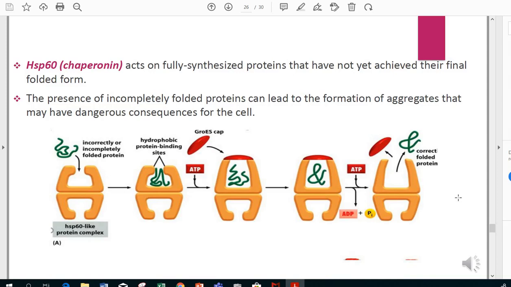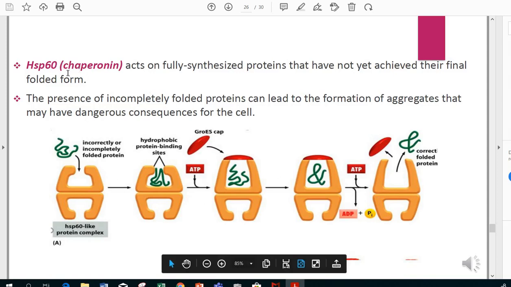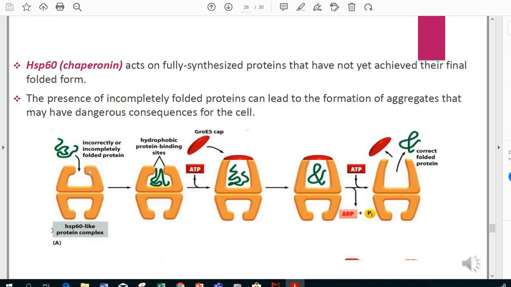The presence of incompletely folded protein can lead to formation of aggregates and dangerous consequences for the cell and can cause disease. So it's very important to keep the protein properly folded in our cells. How does the molecular chaperonin HSP60 act? It's barrel-like. Here is the incompletely or incorrectly folded protein, which is fully synthesized.